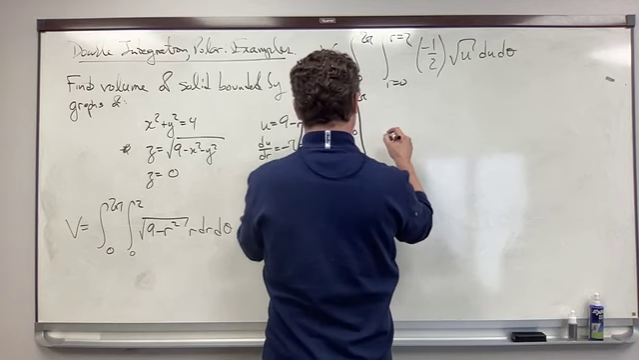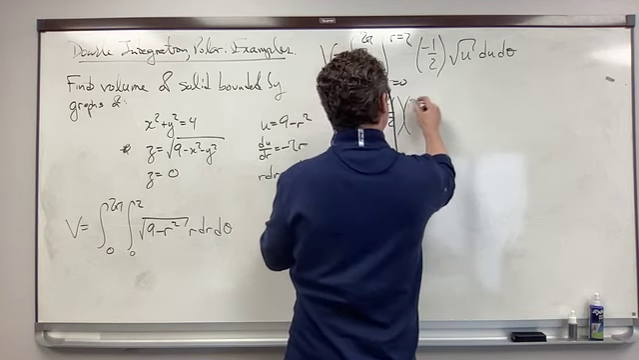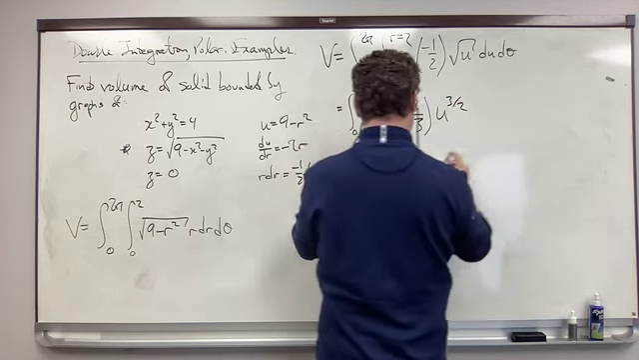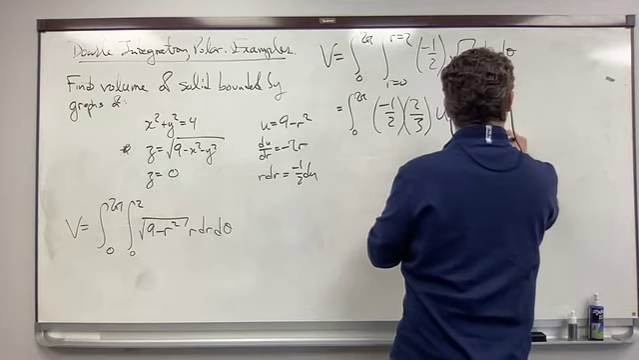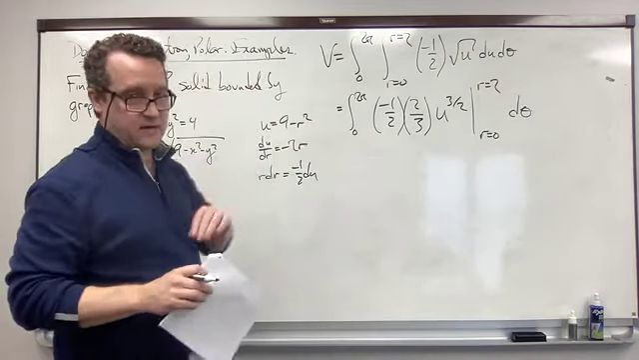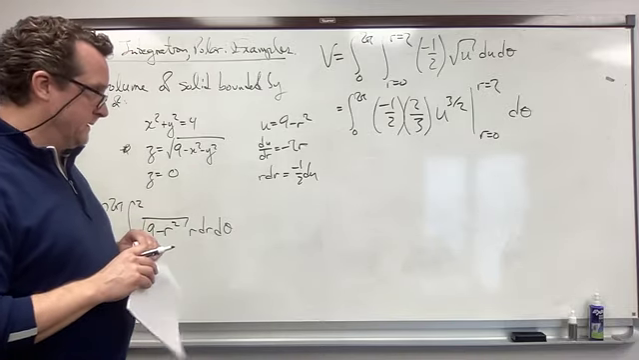Okay, so this thing becomes minus 1/2, and then 2 over 3, and u to the 3 over 2, and that's evaluated at r equals 2 and r equals 0, and then d theta is wrapped around the entire thing. We'll talk about the d theta at the end of the problem because we could be handling it now, but we're not going to. We're going to do it the slow way.